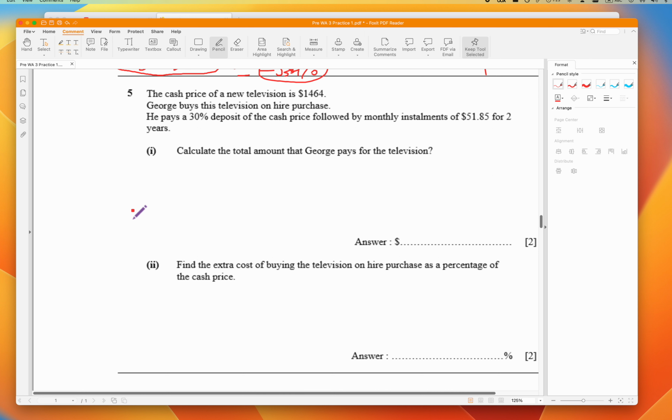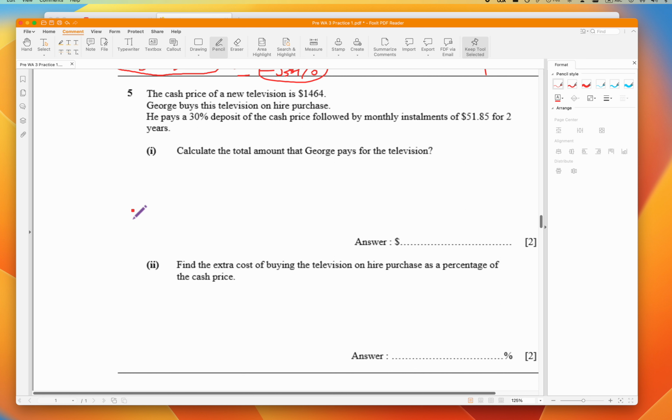Calculate the total amount that you pay for the television. 2 years, 24 months. Okay, so it's this. Okay, 30%. Good. So add up. So the deposit plus the 24 months. Okay, makes sense. Just to caution you, it should be 2 decimal places for the dollars.